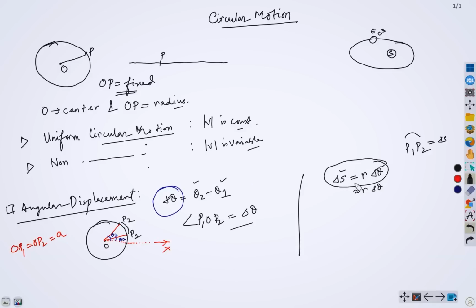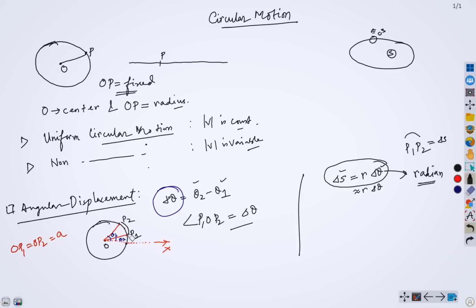On top of that, in this case, this quantity, the unit will be in radian. It is not in degree. It is only true in radian. When the angle is in radian, only then it is true, not in degree or some other unit.